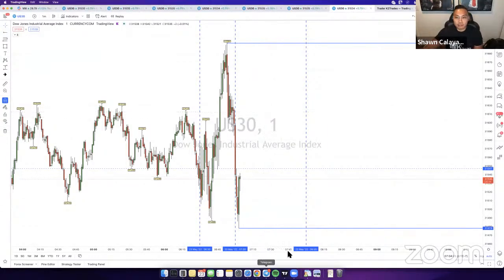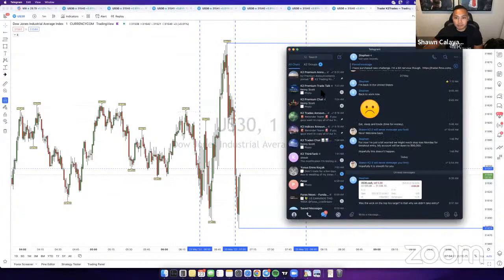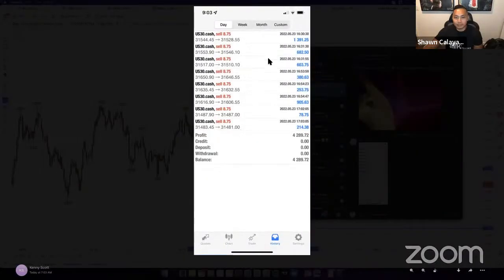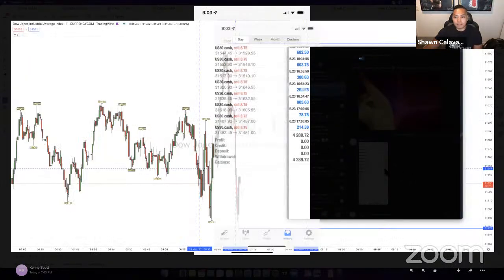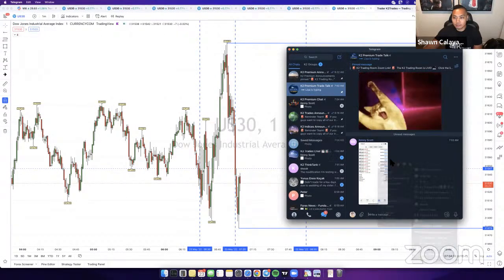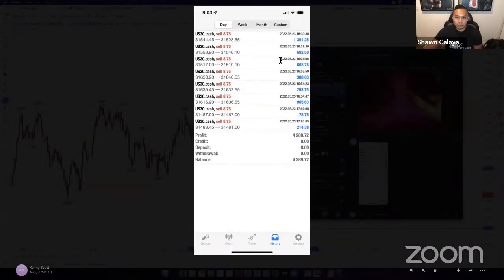I did see a lot of you guys here post some profits. And I'm not really getting any FOMO, even though Kenny here is killing it. Look at Kenny, he took all the sells here, locked in the total profit of 4,289. And you guys can see the timestamp for Kenny's trades here. He only took these trades during the live.